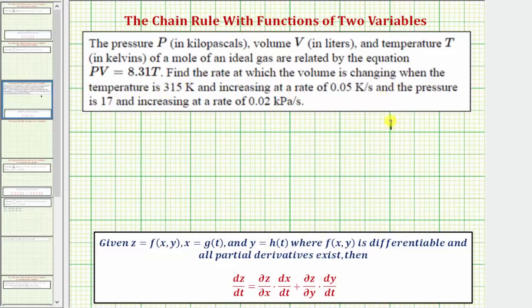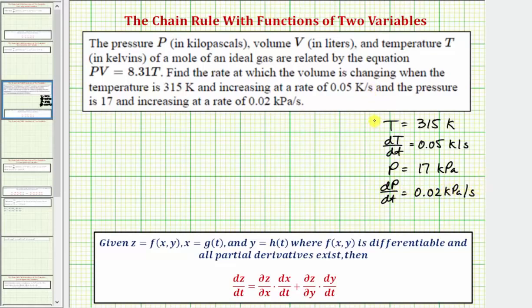We know the temperature T equals 315 kelvins. We know the temperature is increasing at a rate of 0.05 kelvins per second, which means the derivative of big T with respect to time t is equal to positive 0.05 kelvins per second. We know the pressure is 17 kilopascals, so P equals 17 kilopascals. And finally, the pressure is increasing at a rate of 0.02 kilopascals per second, which means dP/dt equals 0.02 kilopascals per second.